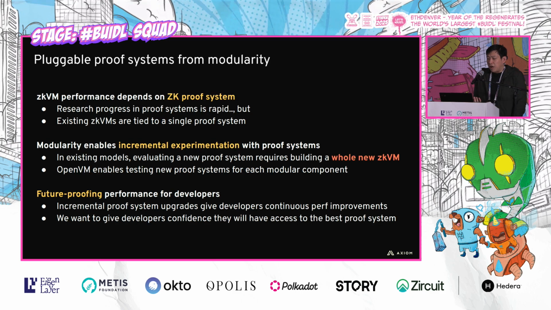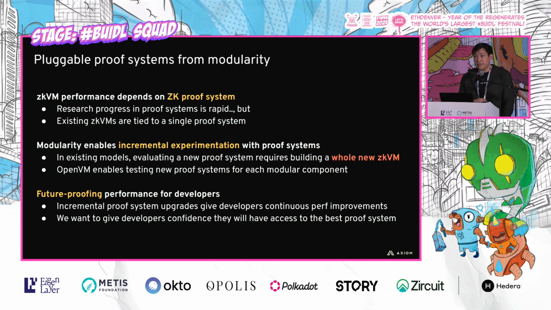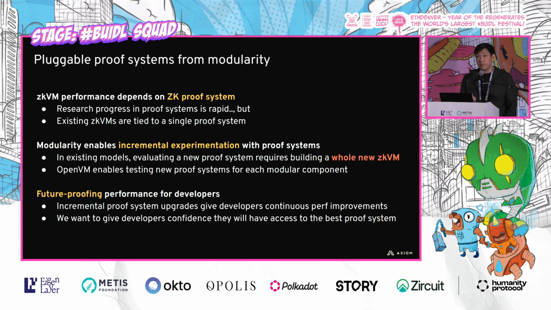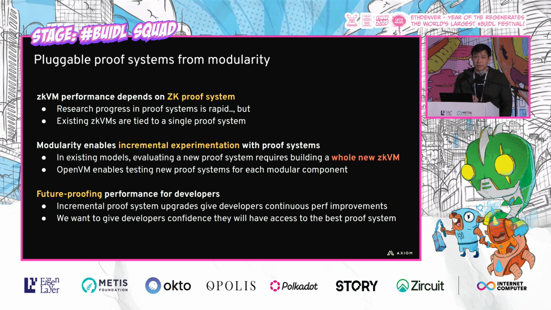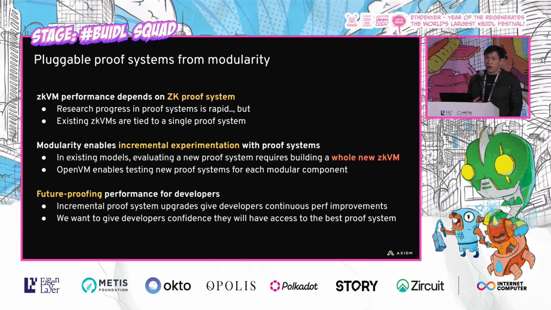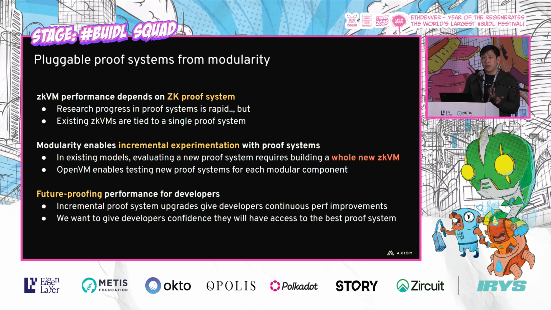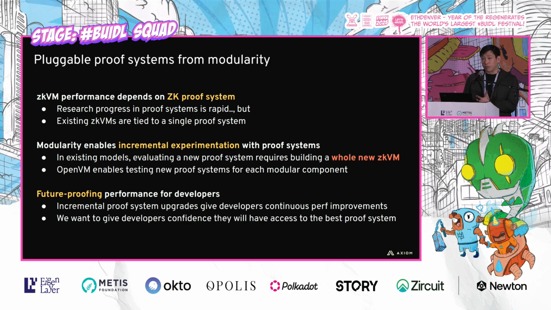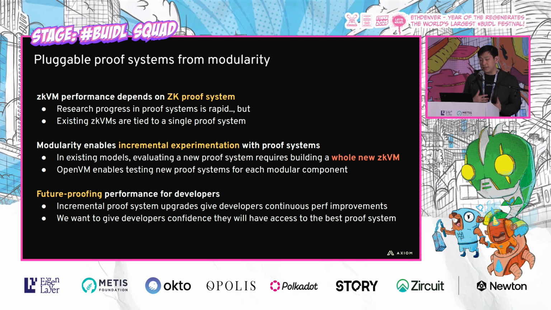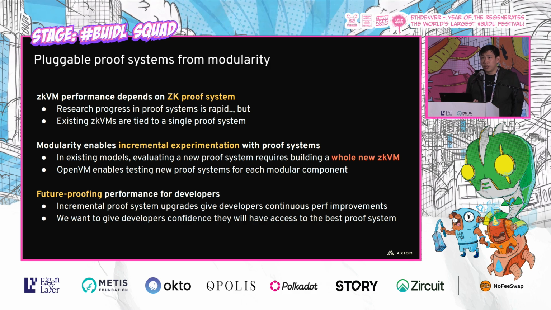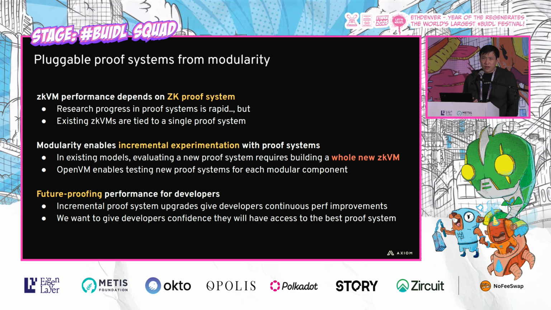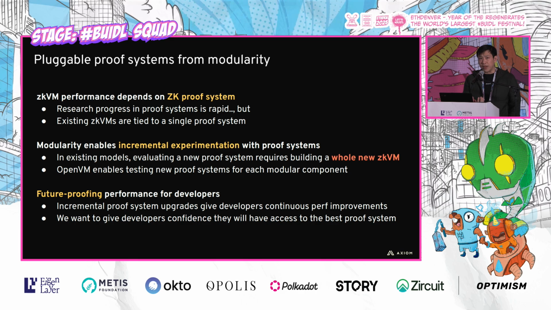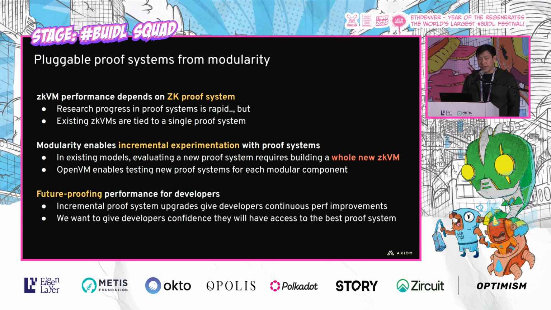Finally, the pace of development in ZK is pretty fast these days. And obviously, one extremely important feature of any ZK system is the underlying ZK proof system. So one concern for any developer using a zkVM or any other ZK infrastructure is that maybe they choose the wrong proof system and their application is left behind. And so with OpenVM, our approach to this is to allow developers to incrementally experiment with new proof systems.